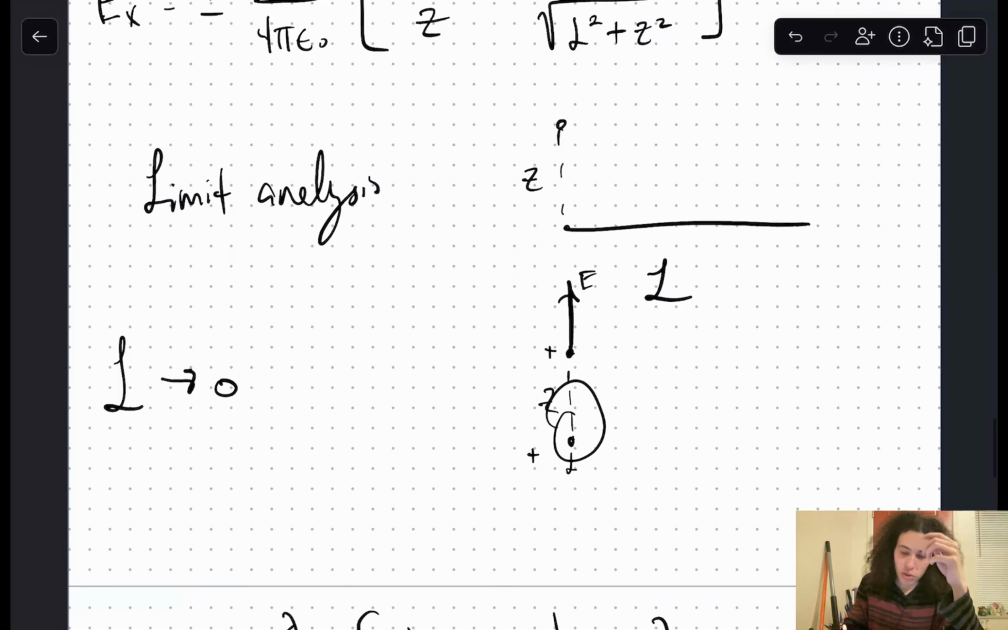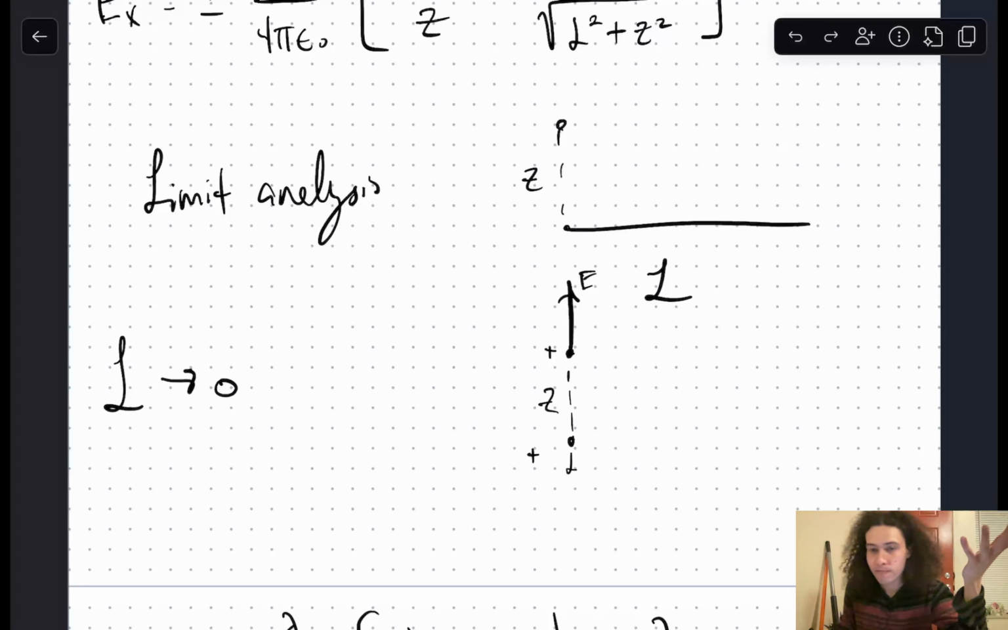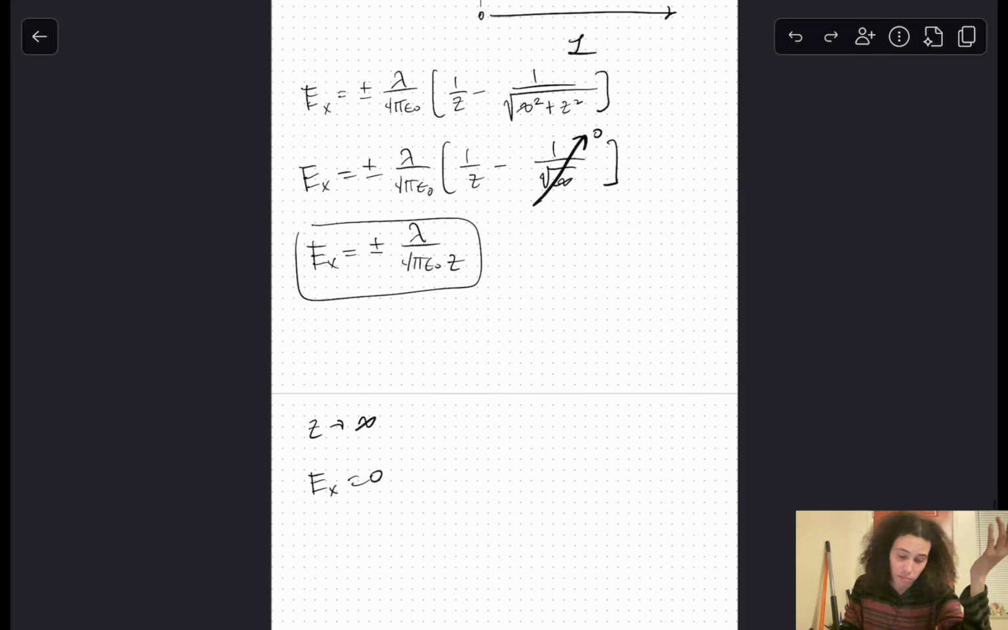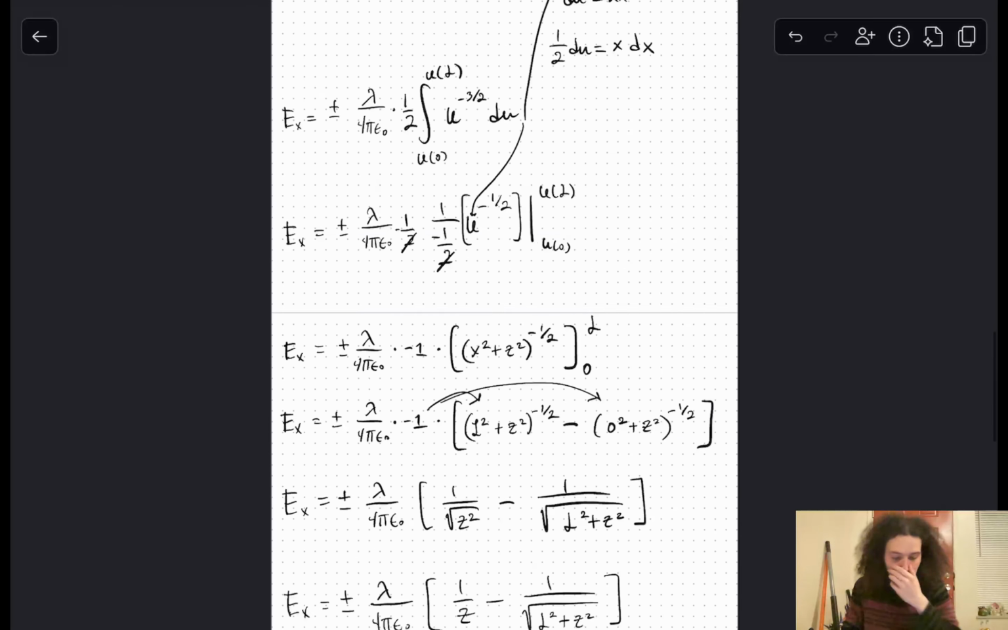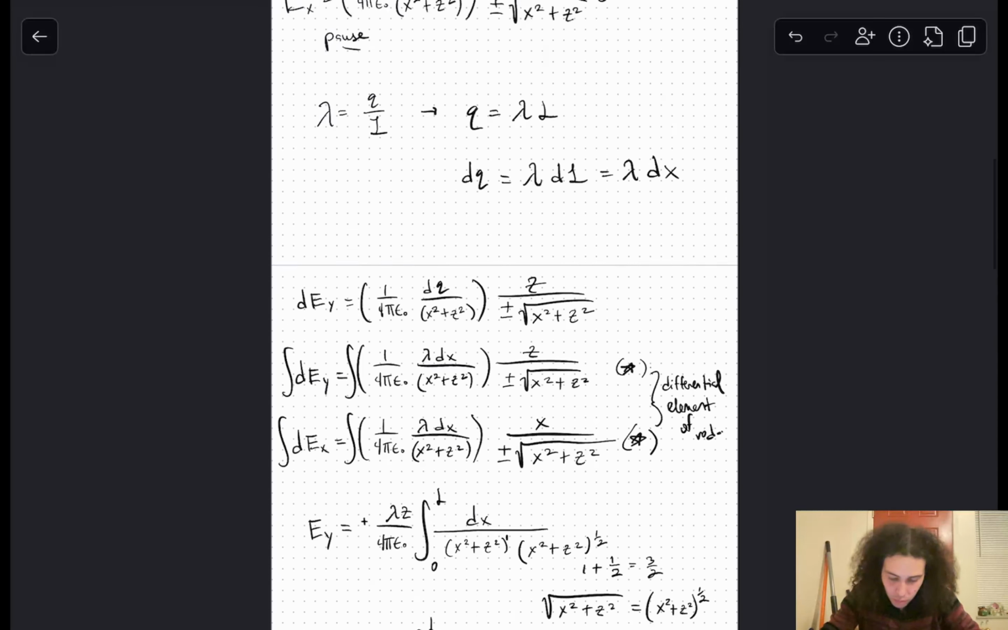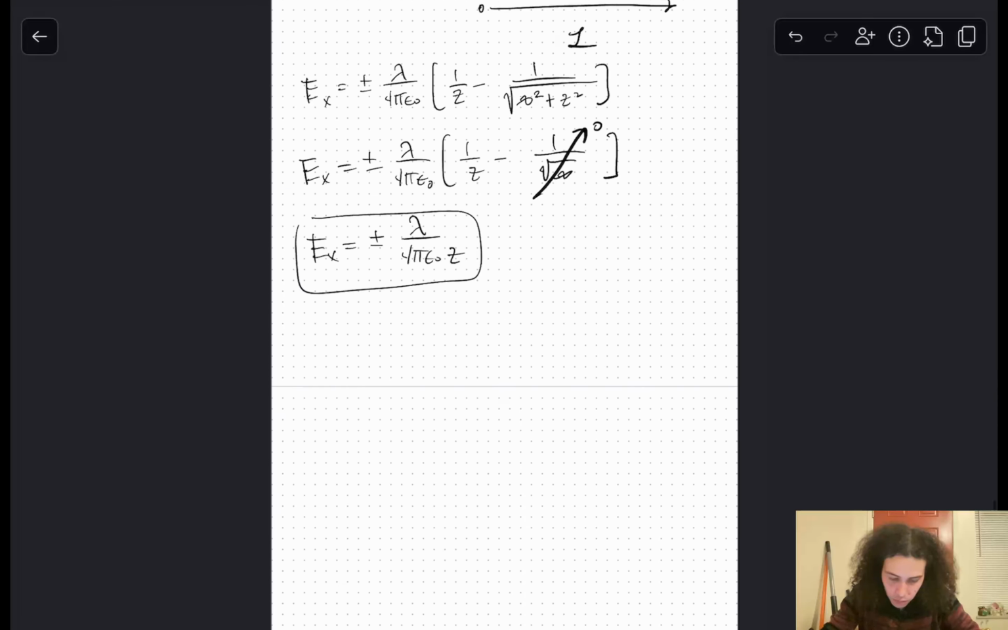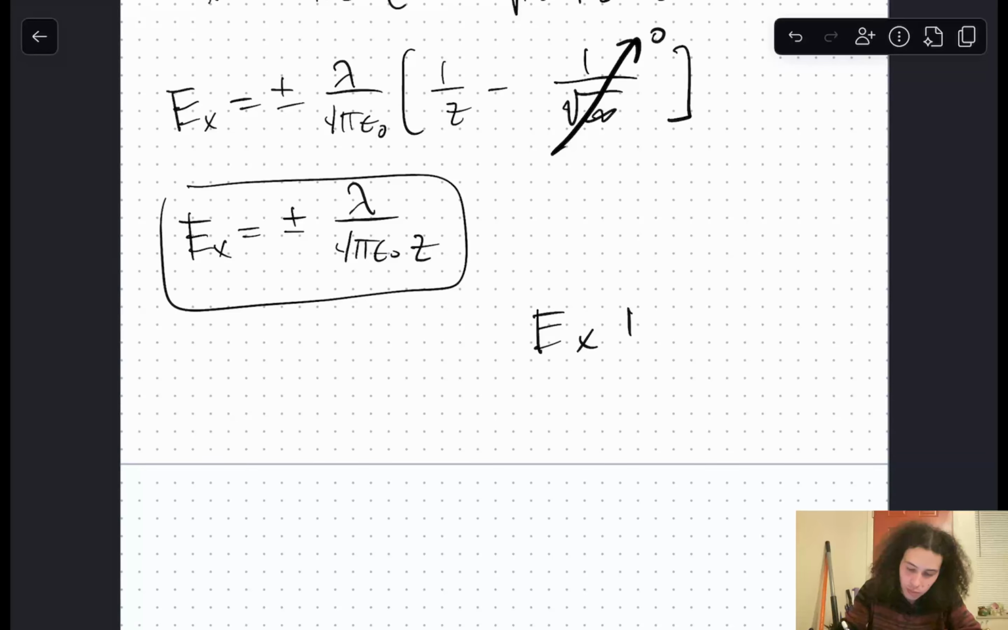And you get this kind of situation where you're just so far away from the rod that it looks like a point charge. And so, when you have 2 point charges, the electric field is going to be in the direction of the connecting line, not really in the perpendicular direction. So I'd say that sounds like a good model. Okay, so I'm going to say that EX checks.